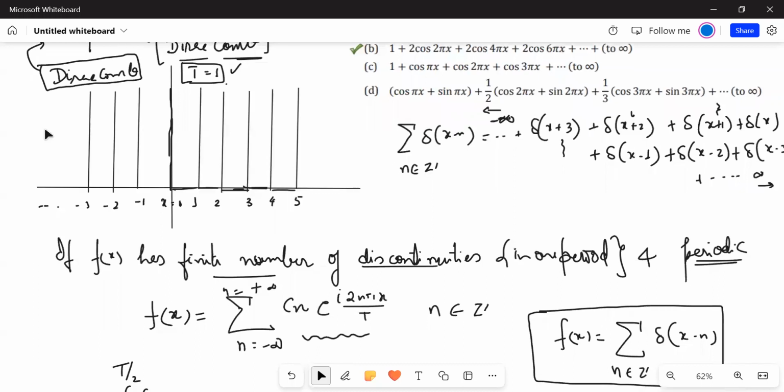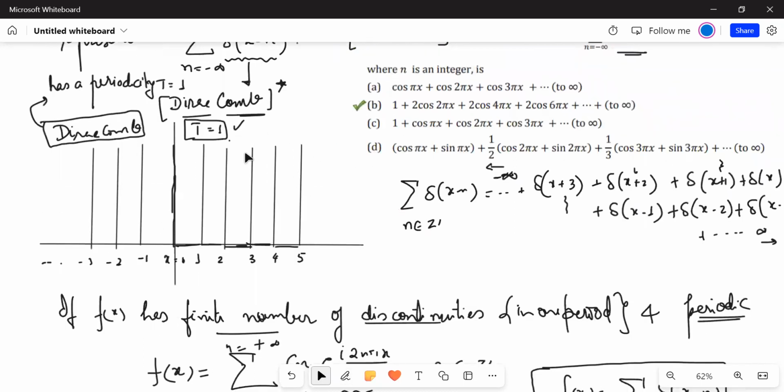Let me try to copy this up. Okay, just give me a minute. It's copied, then it will be good. Okay, it's not getting copied.